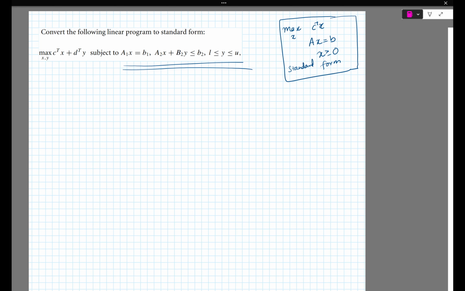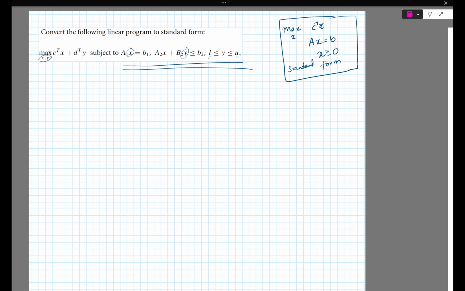So, okay. One thing you need to do is make all the variables positive. And if you see here, X does not have any constraint that it should be positive, and even Y doesn't have a constraint that it should be positive. It has an upper bound and lower bound. Okay, and L and U are not your variables. The variables you have are only X and Y.